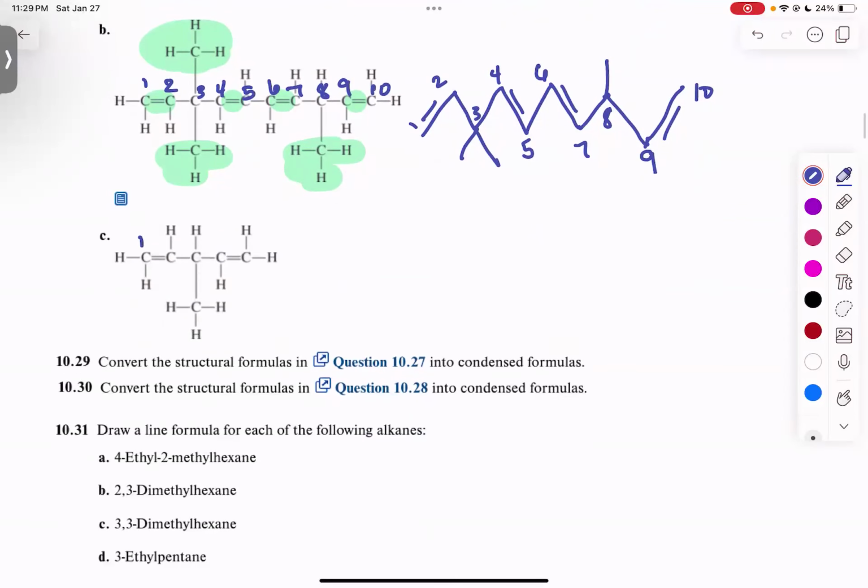All right, last one. 1, 2, 3, 4, 5. Now what do we have here? We have a double bond between 1 and 2, a double bond between 4 and 5, and a methyl on 3. So we're going to go 1, 2, 3, 4, 5. Between 1 and 2 is the double bond. On 3, we have a methyl. Between 4 and 5, we have a double bond.